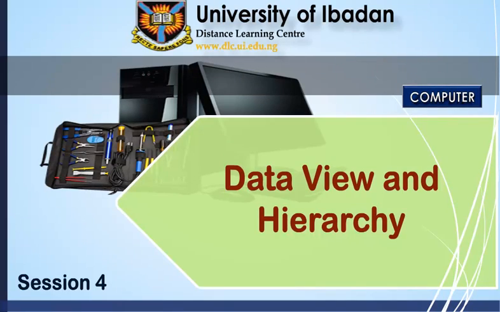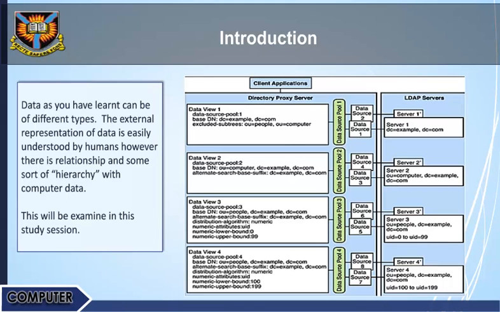Section 4. Data View and Hierarchy. Introduction. Data, as you have learned, can be of different types. The external representation of data is easily understood by humans. However, there is a relationship and some sort of hierarchy with computer data. This will be examined in this study section.